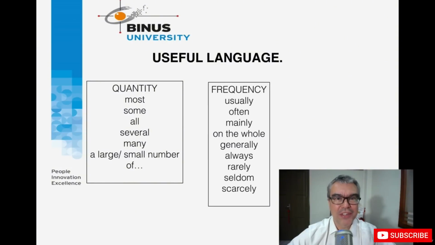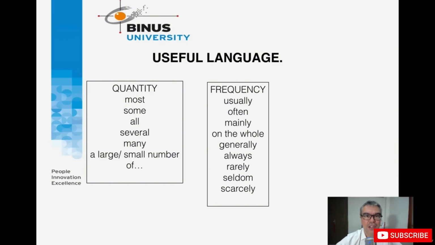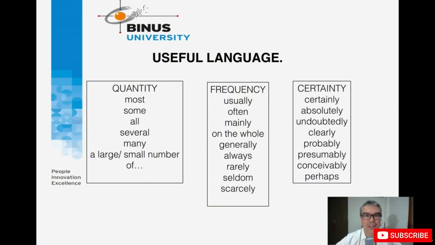The second area is to describe the frequency of something. And of course here you will be using frequency adverbs. Let's look at the examples, shall we? So we have words like usually, often, mainly, on the whole, generally, always, rarely, seldom, scarcely. Now, a third strategy for generalizing is to generalize in terms of certainty. And of course, this is another topic that we will look at when we discuss tentativeness in another lesson.